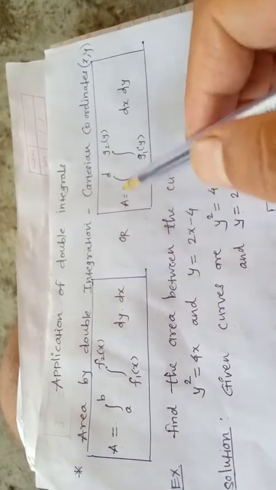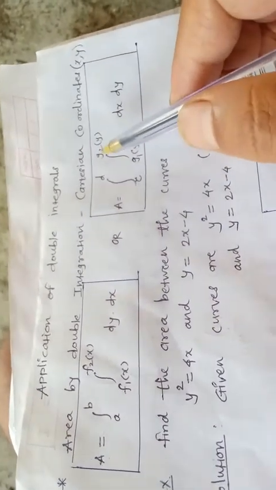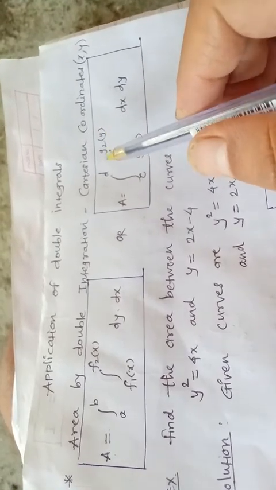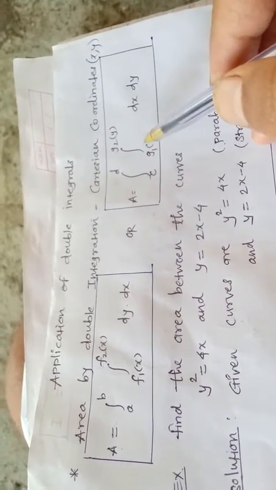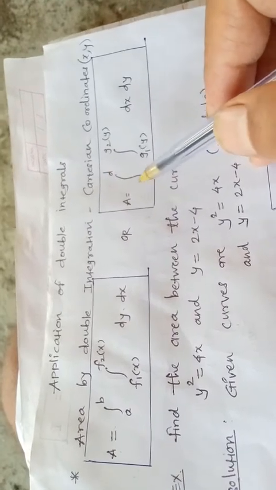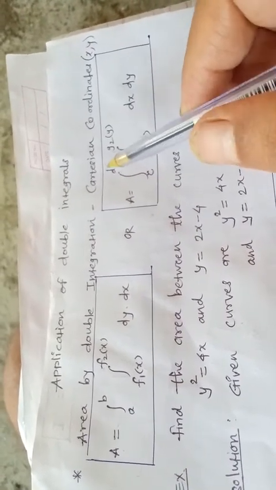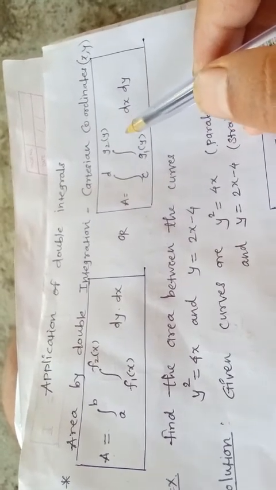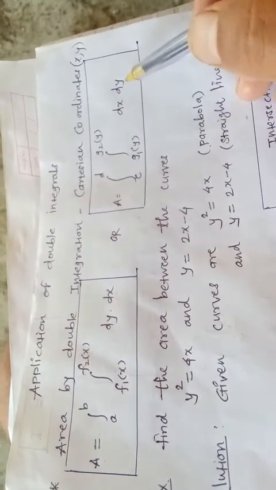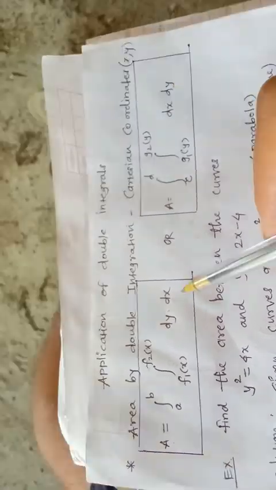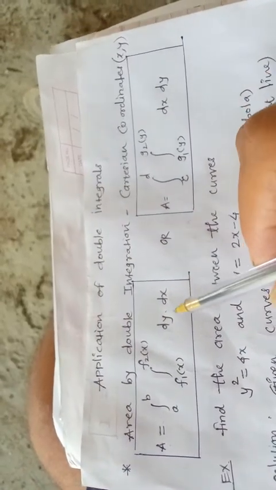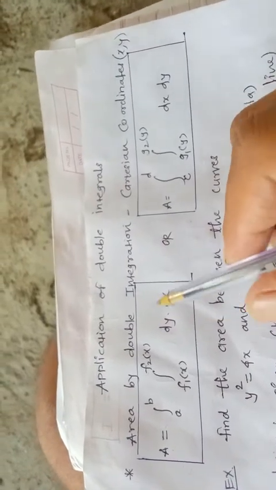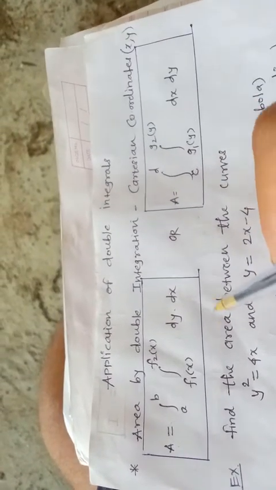as it is. Similarly, in the second formula, the inside integral limits are from g1 of y to g2 of y, that means both are functions of y, and the outside limits are constant, that is from c to d. And also here the value of f of xy is the same, that is 1, and dx dy is as it is. To solve the example, we are using only one formula, and we select that formula on the basis of the region of integration.